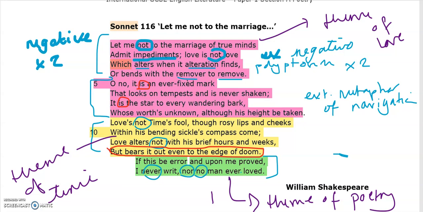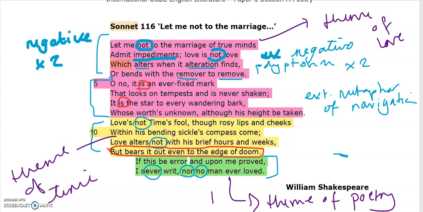We've got a bit of personification in the next section. If we go on to the theme of time, we've got Time with a capital T, so it's clearly personified. We've got a reference to the Grim Reaper within his bending sickle's compass comes. So time is actually linked to death here as well. So we're not to be fooled by a character such as time who lures us in with the temporary, because the temporary is obviously always ended by death.